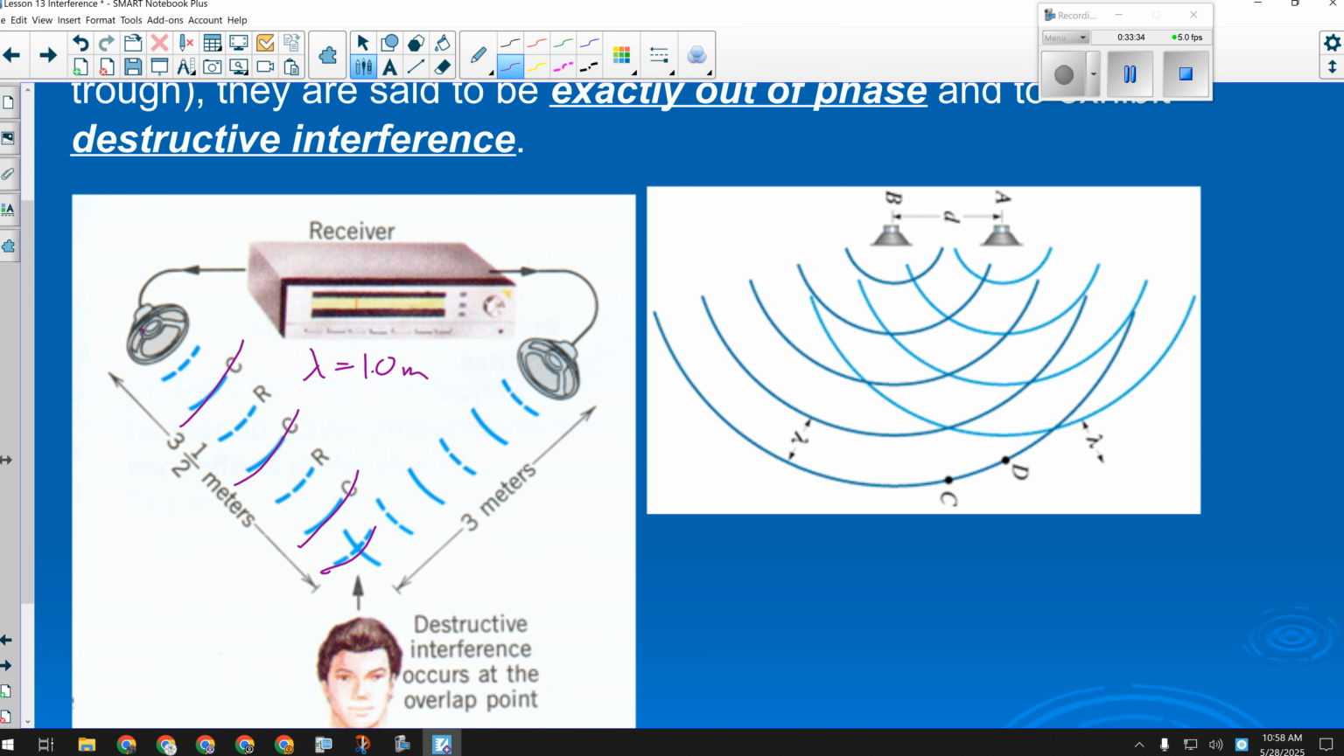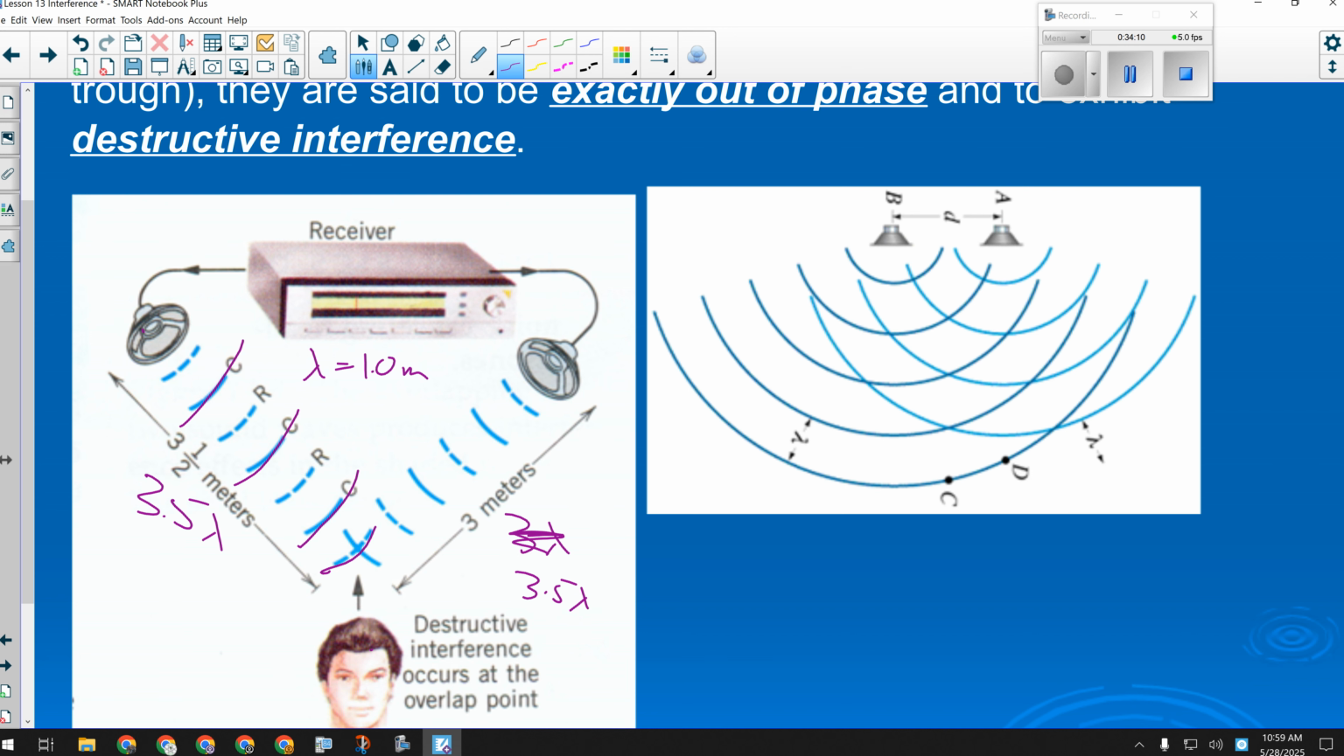What if I backed this one up to 3.5 meters? Would they hear loud or quiet then? So right now they're traveling 3.5 wavelengths from this speaker and 3 wavelengths from this speaker. If I back this up another 0.5 meter, which is half a wavelength, then it'll be 3.5 wavelengths and 3.5 wavelengths. Will they be arriving in phase again? They will. Trough to trough, crest to crest.